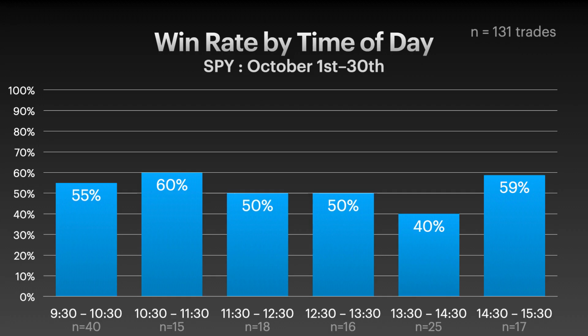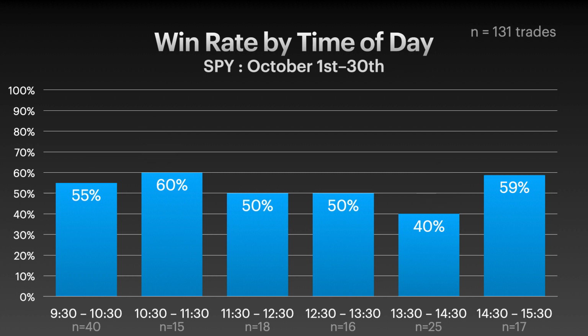But when looking at the entire month's data, we do see a clear difference in TRNDBot's win rate over the course of the day. Most notably, there's a whopping 20% disparity between the best hour of the day, 10:30 to 11:30, and the worst hour of the day, 1:30 to 2:30.